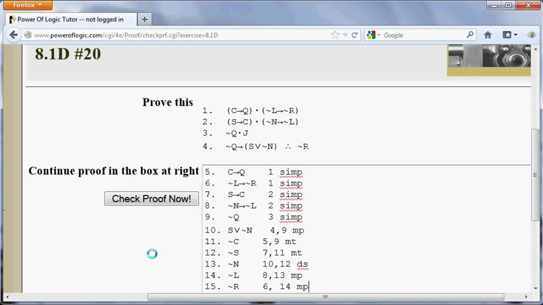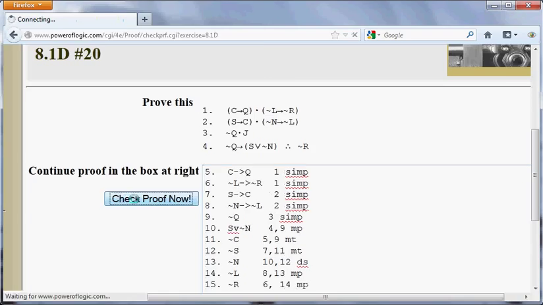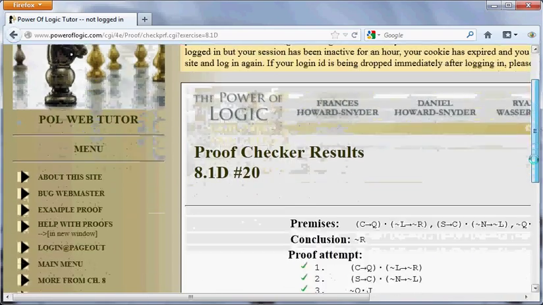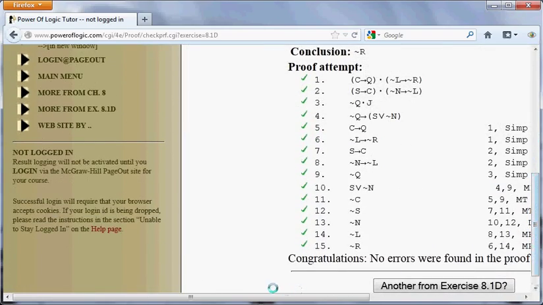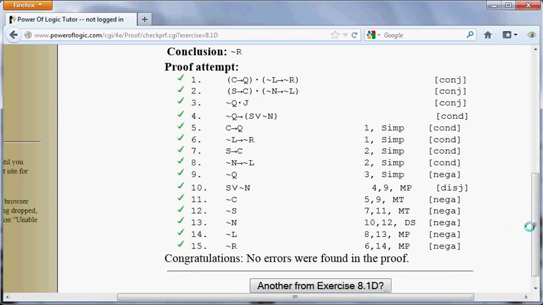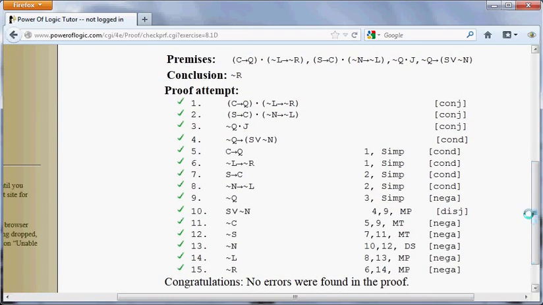So I think we have a proof here. The last step is the conclusion, and I think we've followed all the rules. We've annotated all lines that are not premises. Let's check the proof. And luckily it says no errors were found in the proof, so we have a proof.